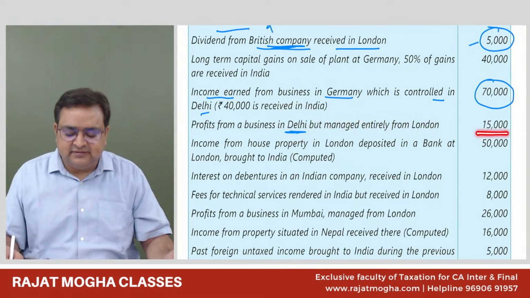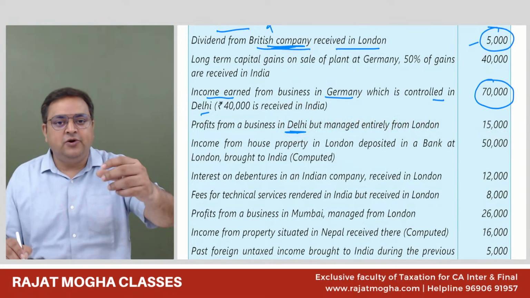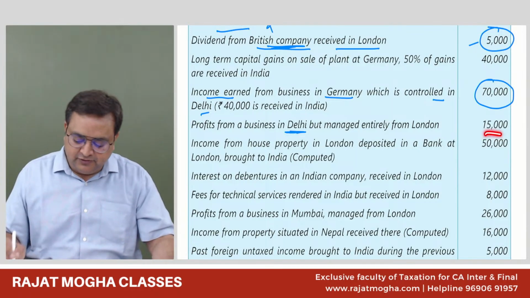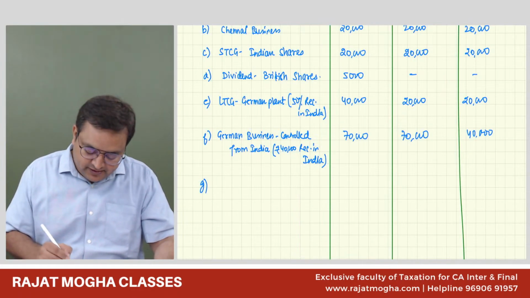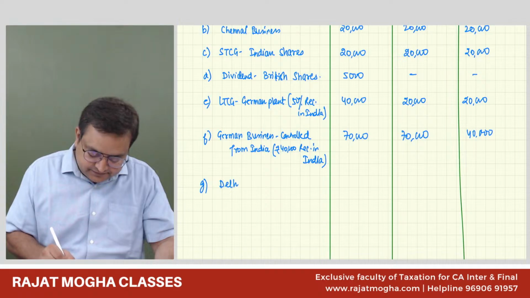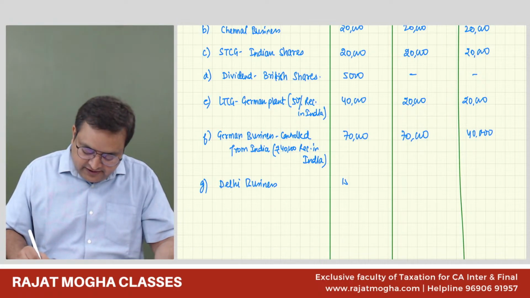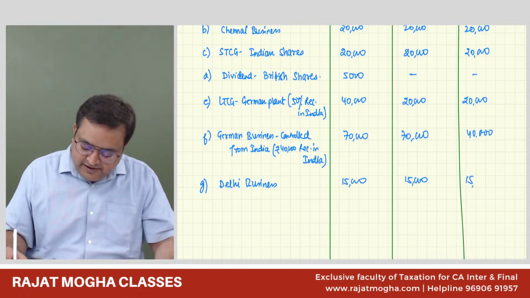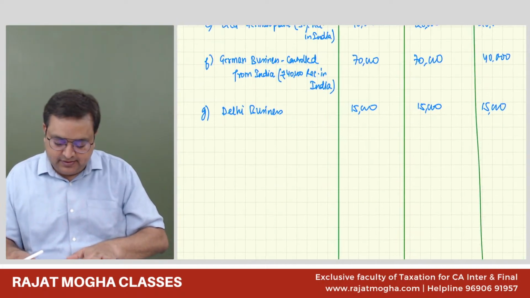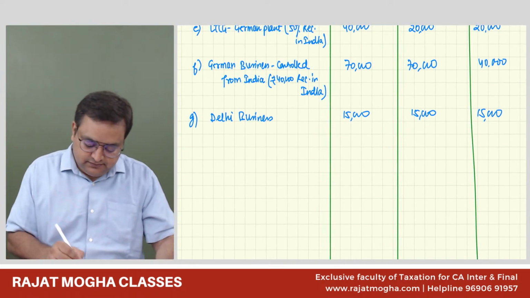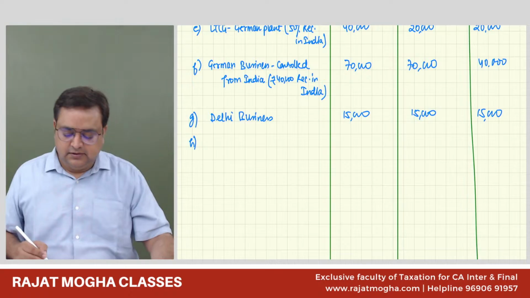So for a Delhi business, everybody has to pay tax because you are doing business in India. So 15,000 for everybody, 15,000, 15,000, 15,000. Everybody is okay with that? Yes, sir. Okay.